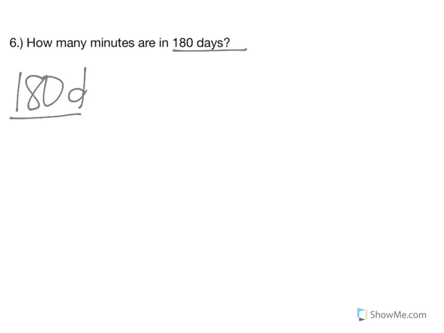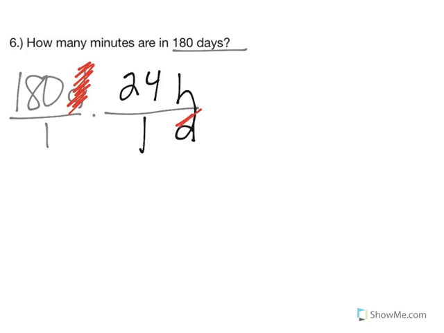I've got 180 days. My goal is to get rid of days. Well, 1 day is 24 hours. It's all I know. Well, I guess there are 7 days in a week, but that doesn't get me closer to minutes. So you kind of let it drive you. Get rid of hours. Yep, 1 hour is 60 minutes.